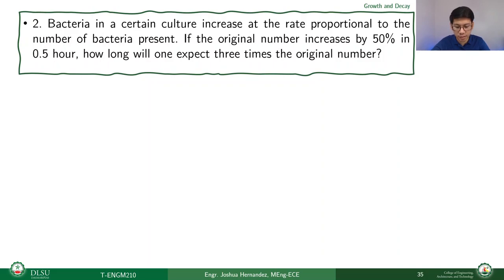Okay. So we have a bacteria in a certain culture increases at the rate proportional to the number of bacteria present. If the original number increases by 50% in 0.5 hours, how long will one expect 3 times the original number? How long will one expect 3 times the original number? Okay, let's try and solve this.